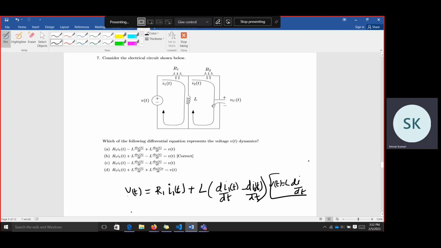For KVL, we assume a direction of current, and the voltage drop along the loop will be zero. So here it is V(t). Now there is a drop across the resistance. Because the current is going in this direction, this is positive and this is negative, as we are assuming. And then this is L. Since the current is going in this direction, this will cause the drop across it. But for this, I2 is going in this direction, so this will not cause a drop, this will add the voltage.